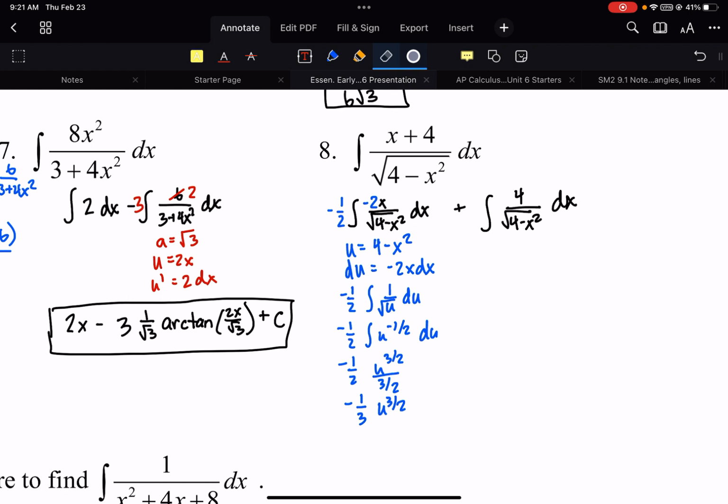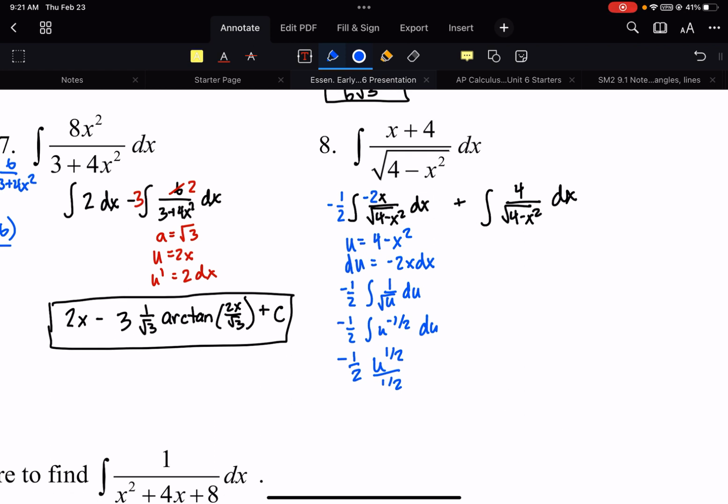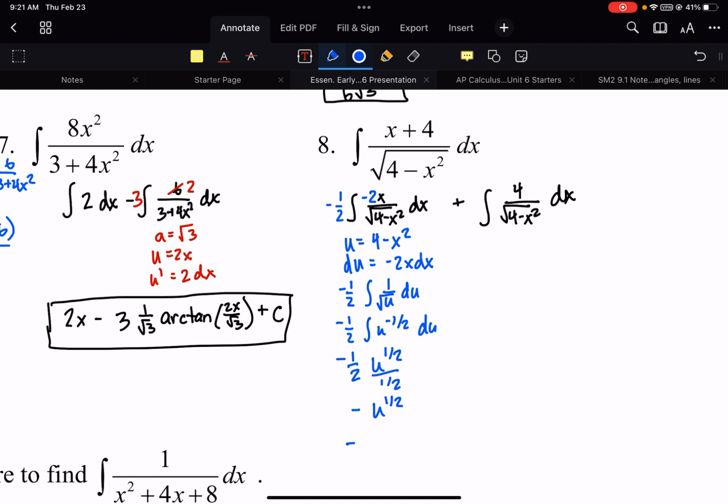Did you guys all catch my mistake right here when I actually integrated? I just caught it. When I add 1 to negative 1/2, it becomes a positive 1/2. So I end up with this, which is just going to be negative u to the 1/2. So my first integral just turns into negative square root of 4 minus x squared.